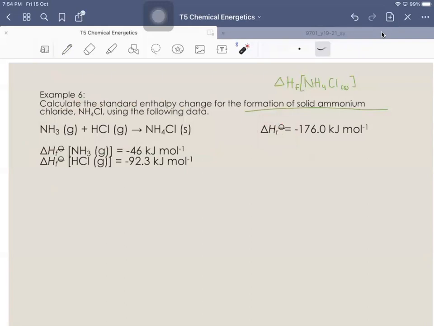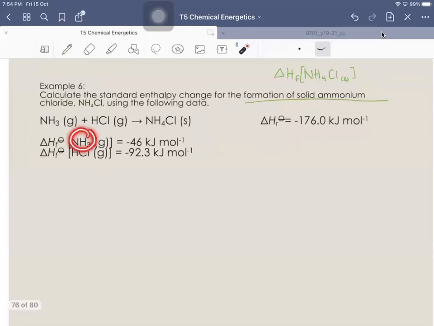And then we are given the enthalpy change of formation of ammonia and the enthalpy change of formation of HCl with their respective values in kilojoules per mole. Whenever you're given a value, I always tell you, the first step is to write down the equation that corresponds to the definition. So let's start. Enthalpy change of formation of ammonia by definition is when you form 1 mole of ammonia gas from elements in its standard state.